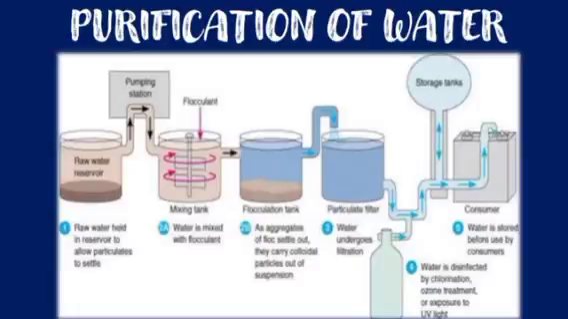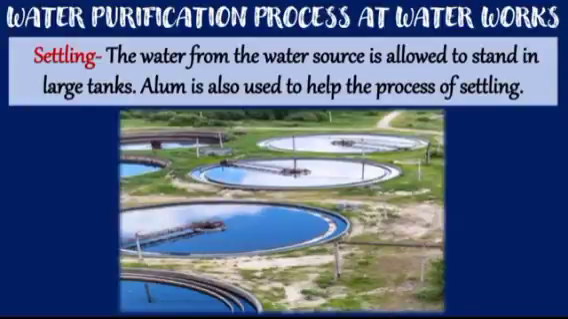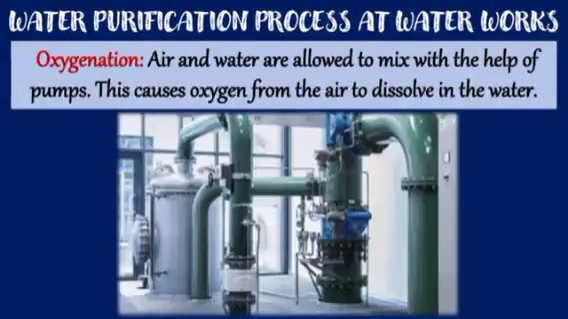Let's see them in detail. So first is settling. So what is done? The water from the water source is allowed to stand in large tanks. You can see the large tanks. So the water is allowed to stand over there. Then alum is also used to help the process of settling. So alum is added to each of the tanks so that the water settles down. Next process is oxygenation. So air and water are allowed to mix with the help of pumps. This causes oxygen from the air to dissolve in the water.